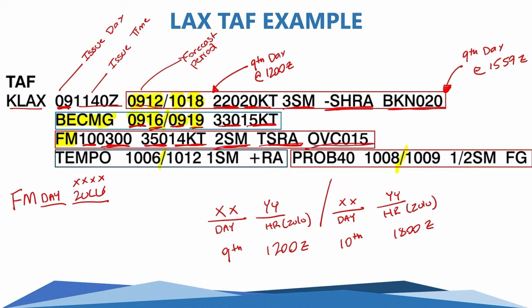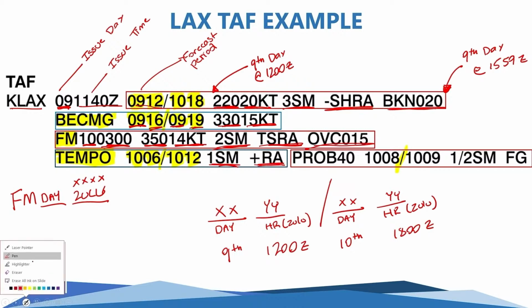Okay. Then we've got another modifier here, which is telling us that now it's going to temporarily become something else. And it's going to become that on the 10th day at 0600 through the 10th day at 1200. We have the following conditions that will occur. And that is 1 statute mile of visibility and heavy rain.